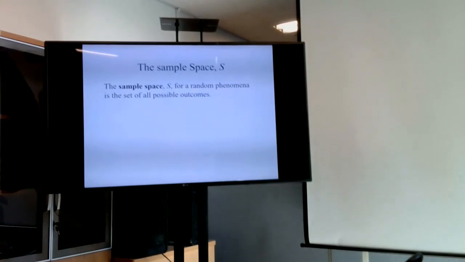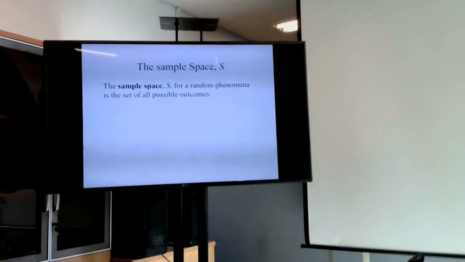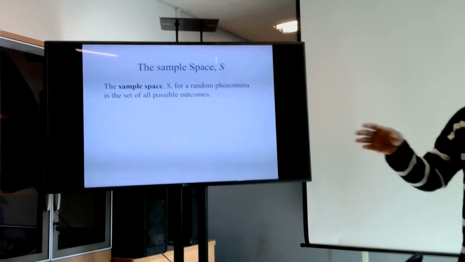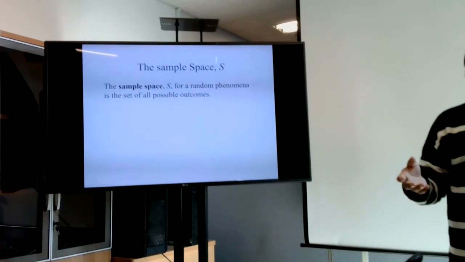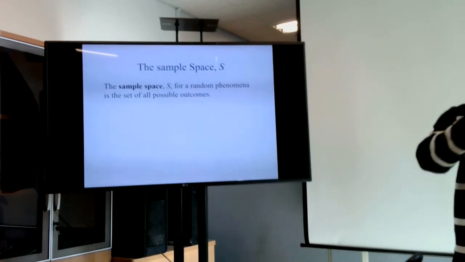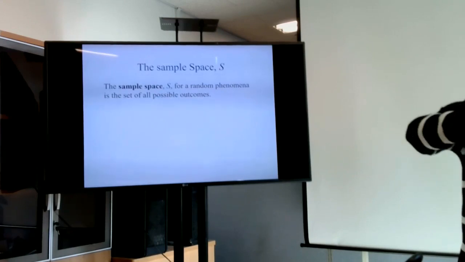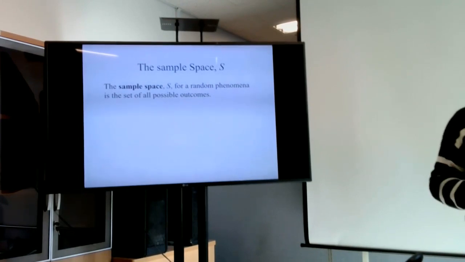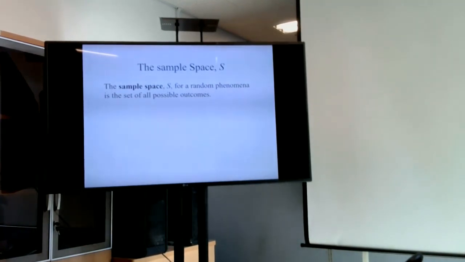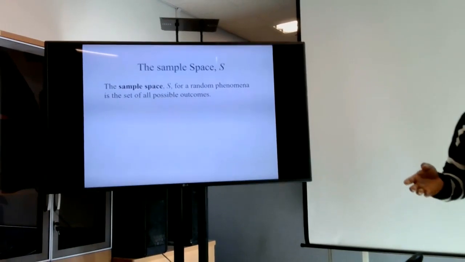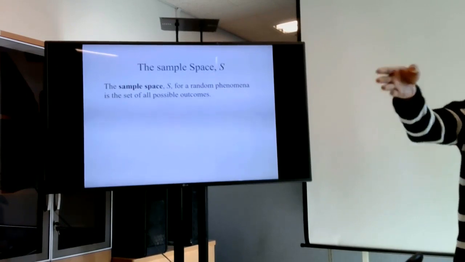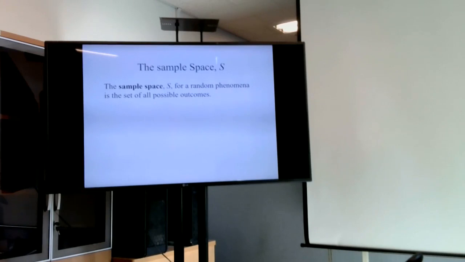For example, what is a sample space? Suppose this classroom is a sample space. There are many random variables, and you four people are the event, meaning a partition out of this sample space. So the sample space for a random phenomenon is the set of all possible outcomes. Every object has a possible outcome, and you are the event, a partition from all the outcomes.